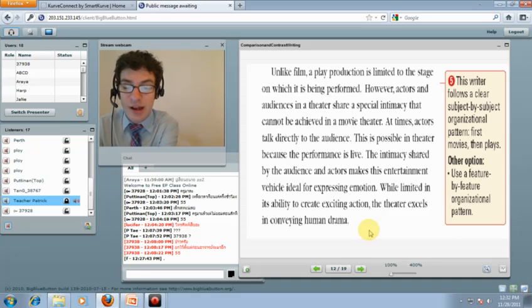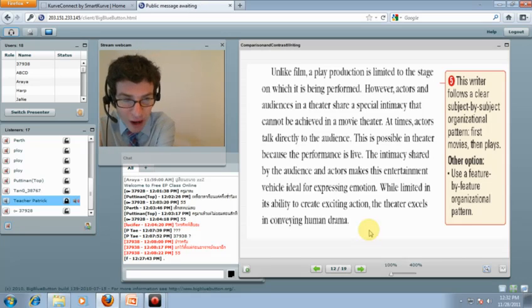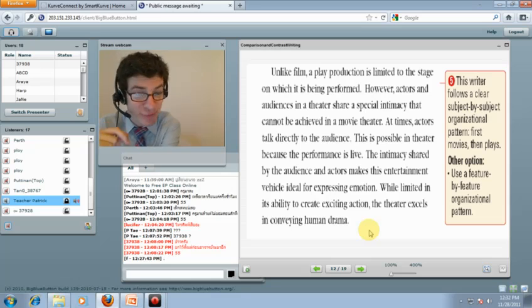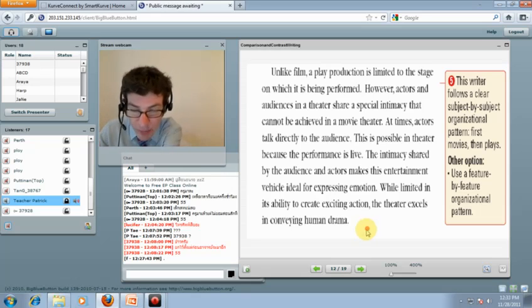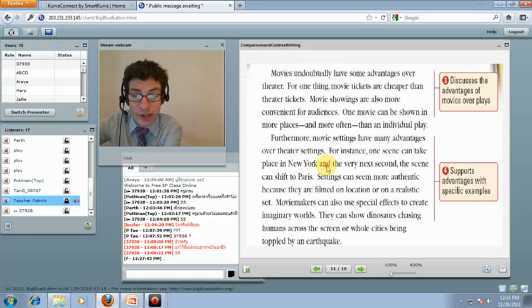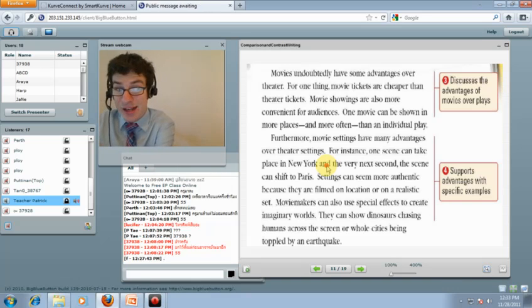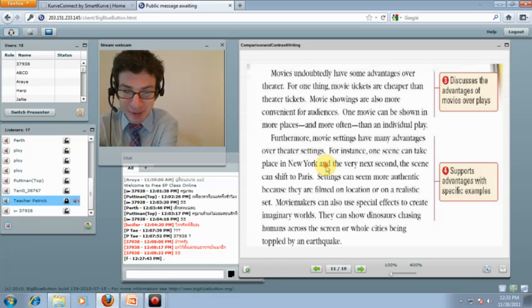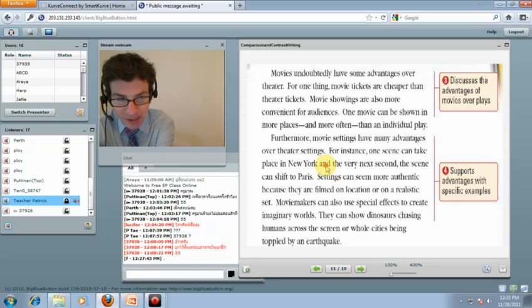The theater excels in conveying human drama. So now we're saying this is how it's different. Theater talks about drama, movies talk about action. If you look at these two paragraphs, we have basically talked about the same thing. We've gone over the same sorts of subjects. What we talked about in the movie section, we then talked about when we talked about plays. We stayed on topic. This essay isn't the best for explaining this, but it does stay on topic. What we talked about with movies, we talked about with plays later on.